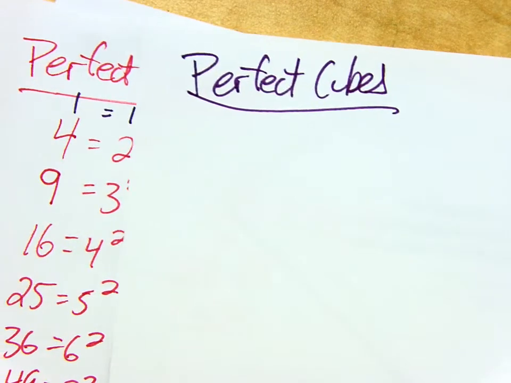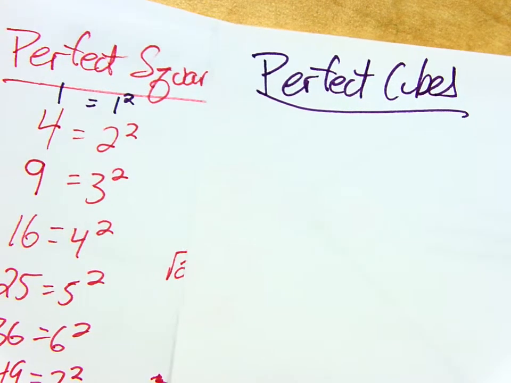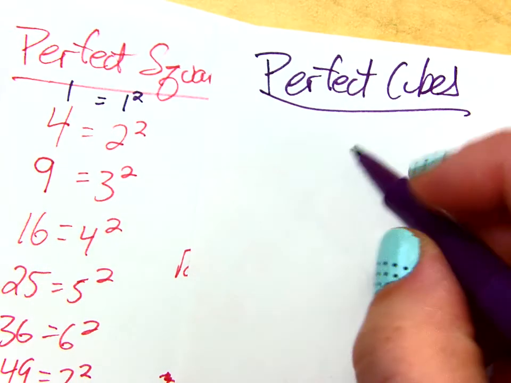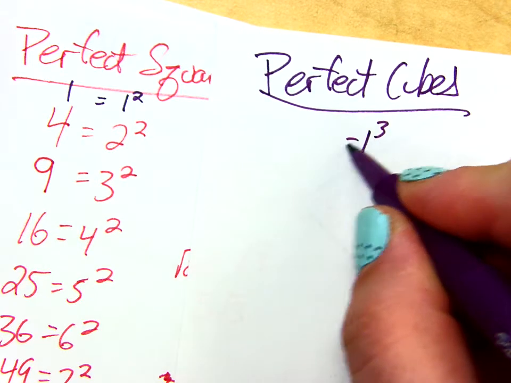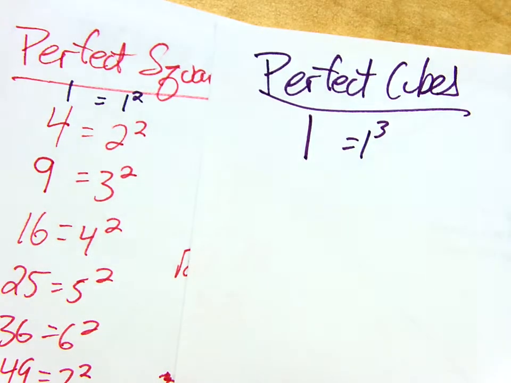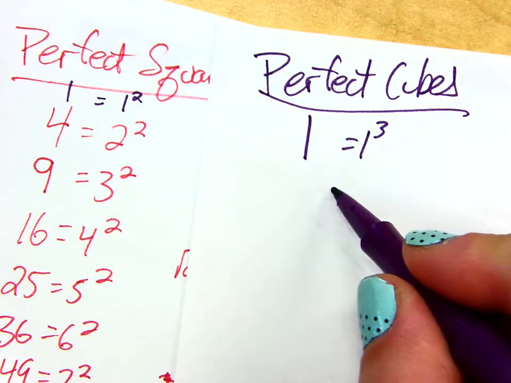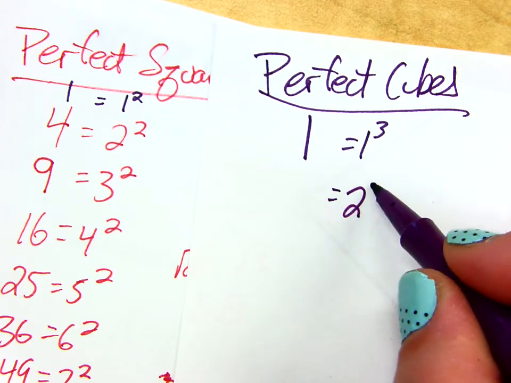I'm going to make the list the same way. I'm just going to start with 1, and I'm going to cube it and see what comes out. What is 1 to the 3rd power? 1. So 1 is not only a perfect square, it's also a perfect cube. Things start to diverge right here, though.